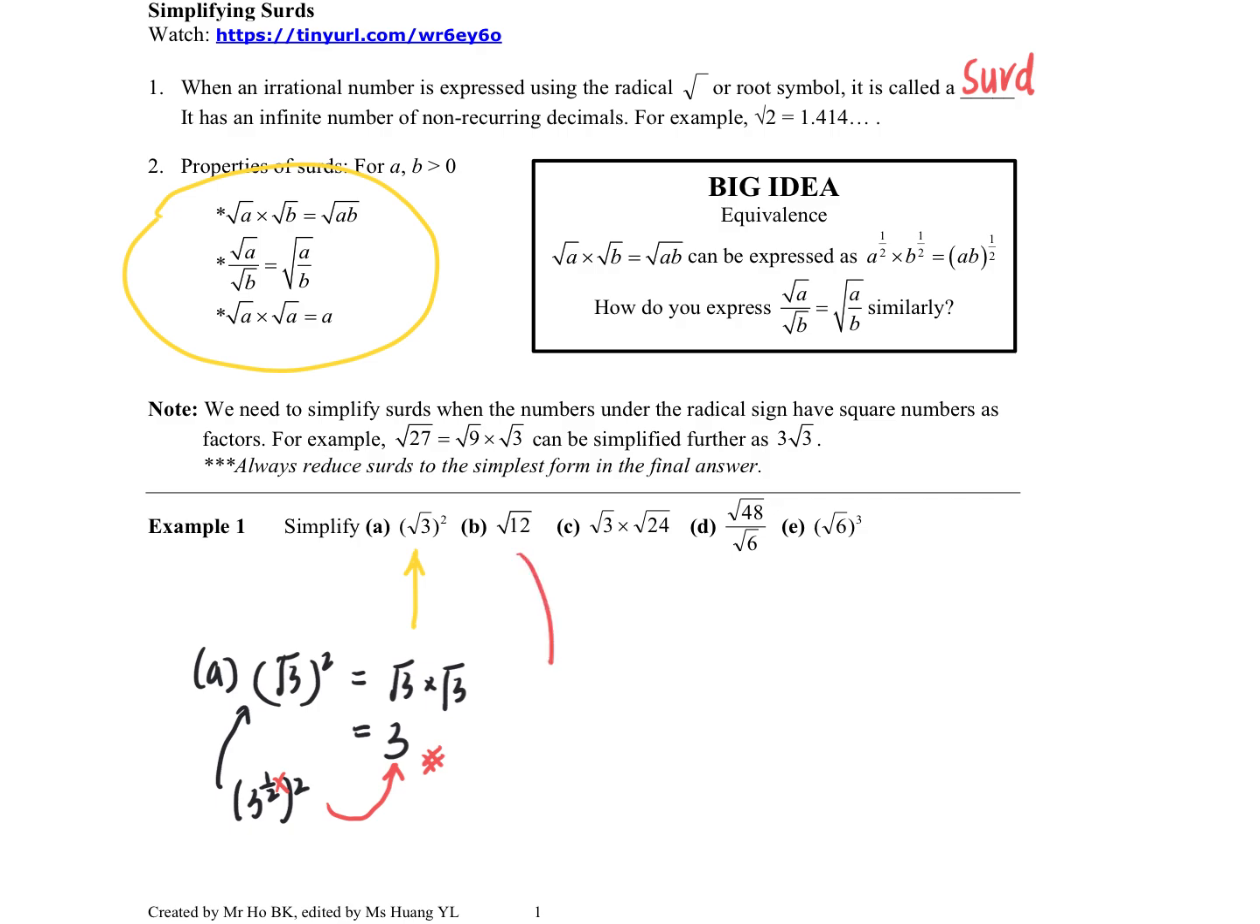Okay, next one. This one, they say, can you simplify square root of 12? So when we want to simplify surds, we want to split it up according to perfect squares and non-perfect squares. So if you look at it carefully, 12 is 4 times 3. And the 4 is a perfect square. So I can actually split it up into square root 4 times square root 3. Square root 4 is 2. And then it's just 2 root 3. Okay, I cannot simplify root 3 any further. So you can just leave it as it is.